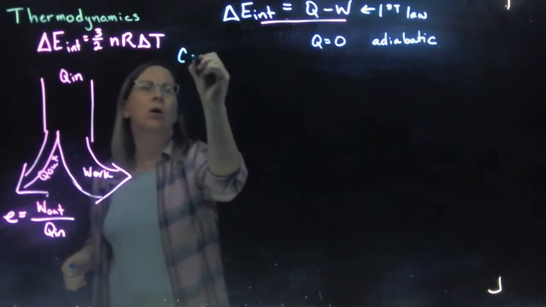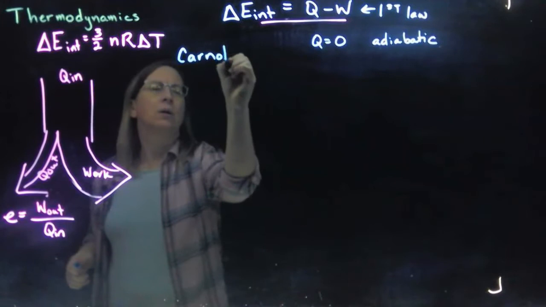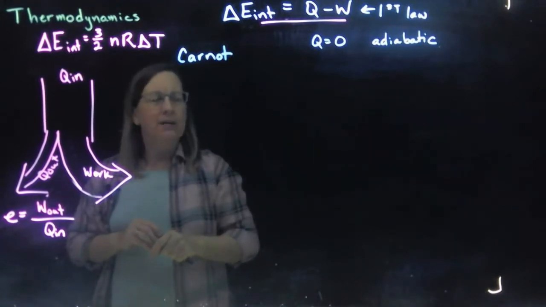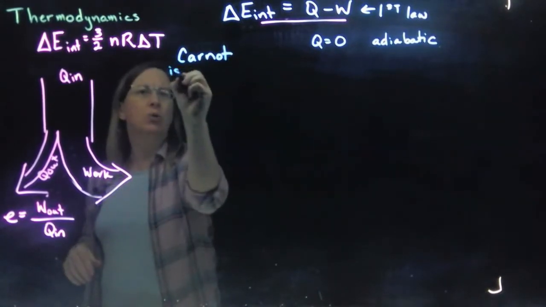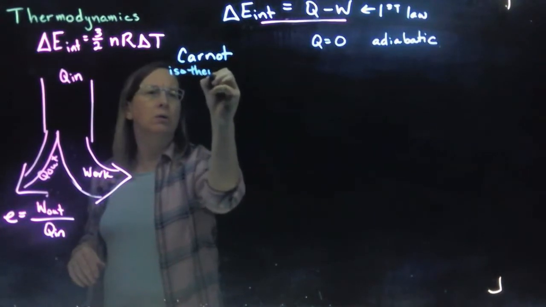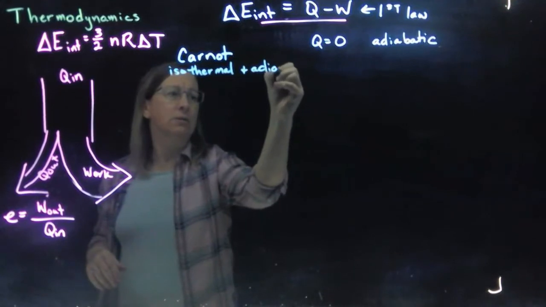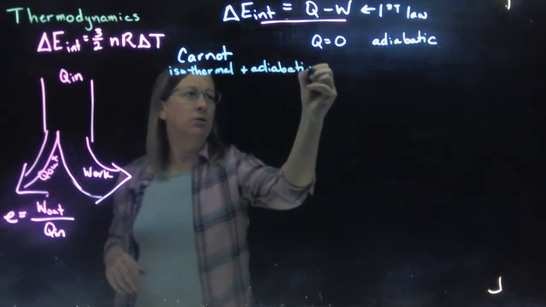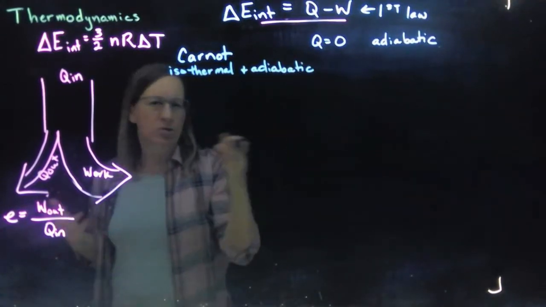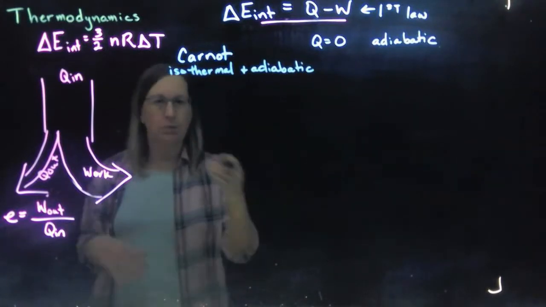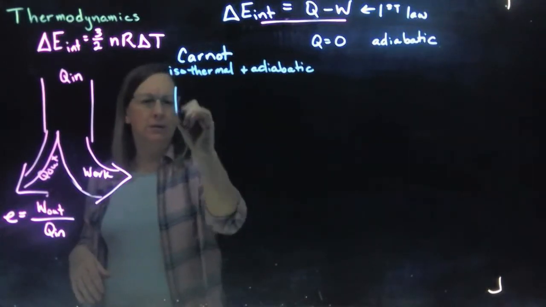So a Carnot engine is one that is a combination of isothermal and adiabatic processes. 2 of each to make a 4-step process. Engines don't have to be 4 steps. They can be multiple steps. You could be 3, but this is a typical setup.